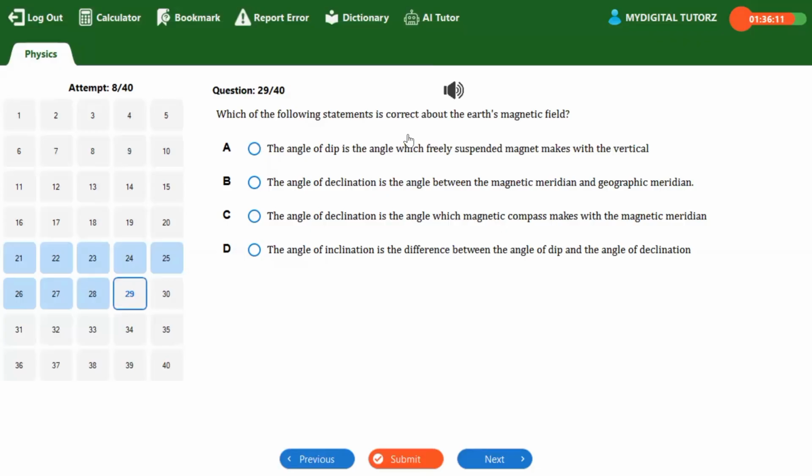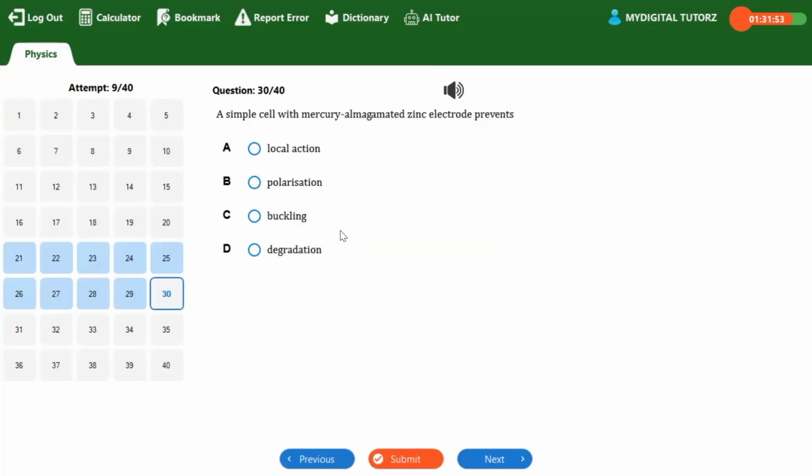The next one is question 29. Which of the following statements is correct about the Earth's magnetic field? A, the angle of dip is the angle which a suspended magnet makes with the vertical. No, that is wrong. The others are magnetic elements. The angle of declination is the angle between the magnetic meridian and the geographic meridian. That is the correct option. Please take note and understand the difference between your angle of dip, angle of declination, and the horizontal and vertical components of Earth's magnetic field. Is that clear? So the next question is question 30, which is the last question for this session.